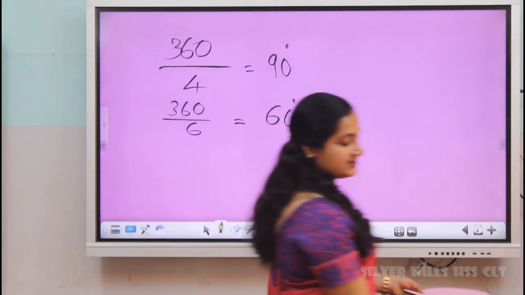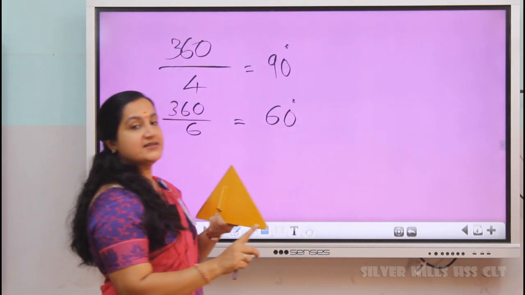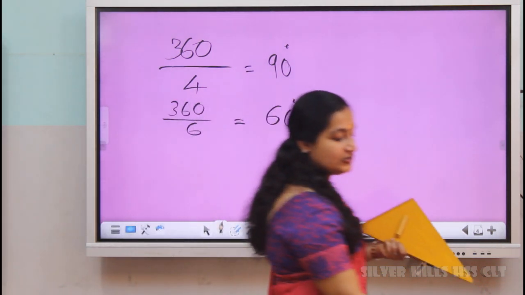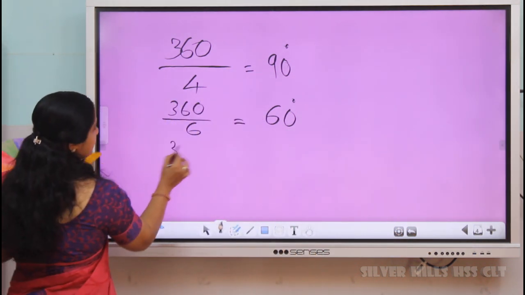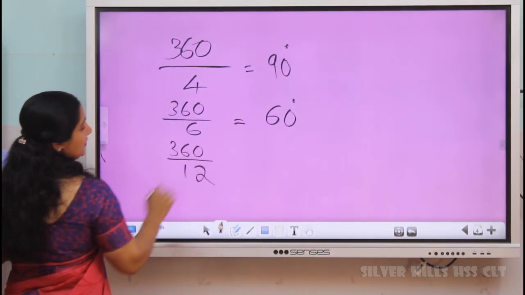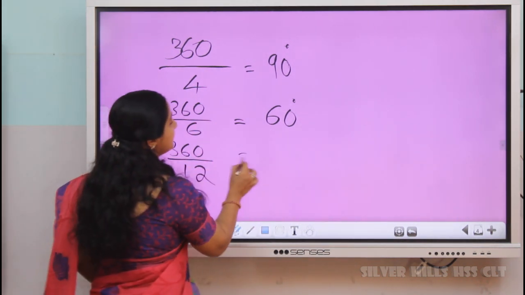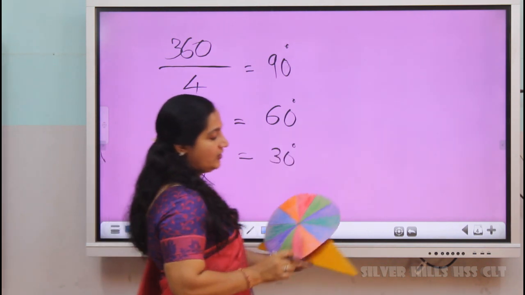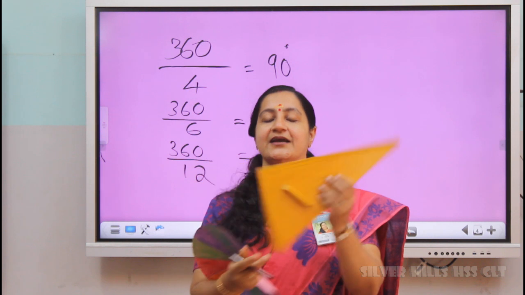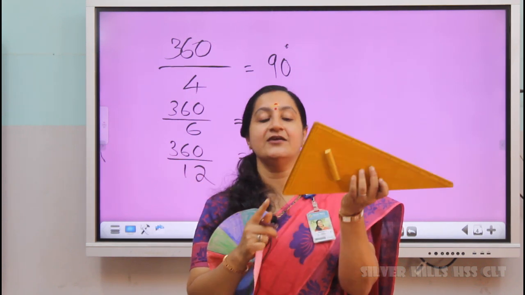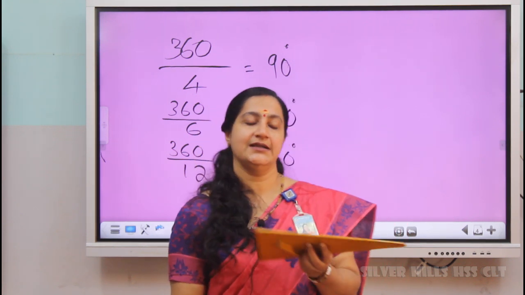Then what about this corner? What about the angle of this? With this corner, we divide the circle into 12 equal parts. That means 360 divided by 12. How much is 360 divided by 12? It is 30 degrees. So what is the degree of this corner? It is 30 degrees. What about this? 90 degrees. What about this? 60 degrees. What about this? It is 30 degrees.